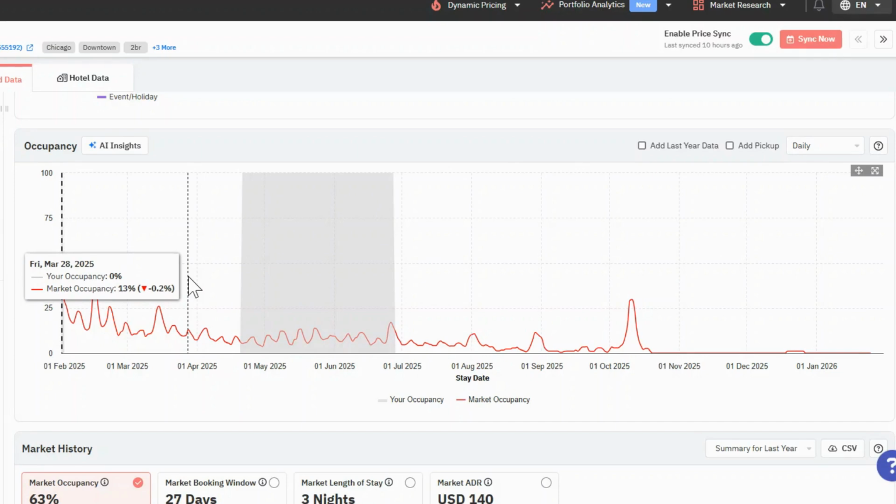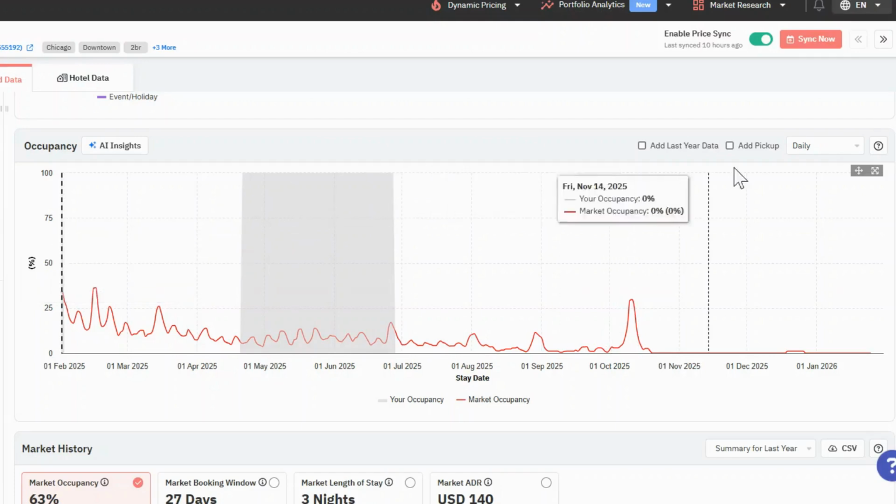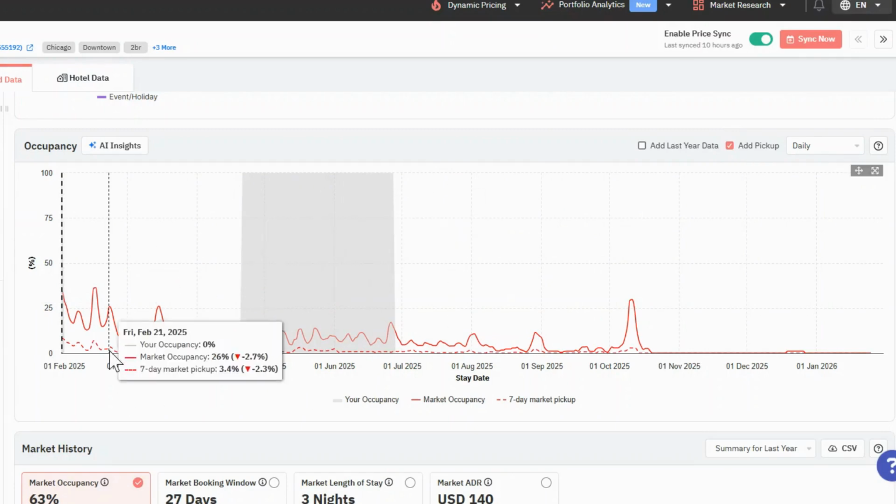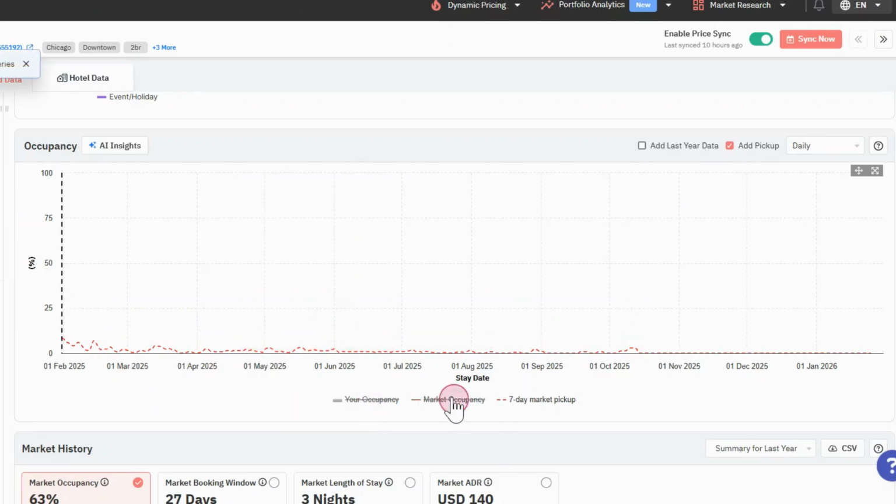Now, let's explore some additional features of the occupancy chart. Here, we have the Add Pickup option, and upon selection, a dotted red line appears. Let's hide our occupancy and the market occupancy to focus on the pickup. This line represents the 7-day market pickup, indicating where customers have been booking over the past week.